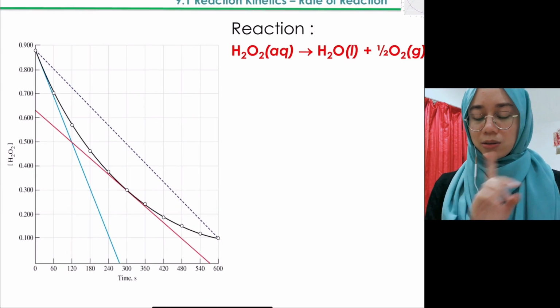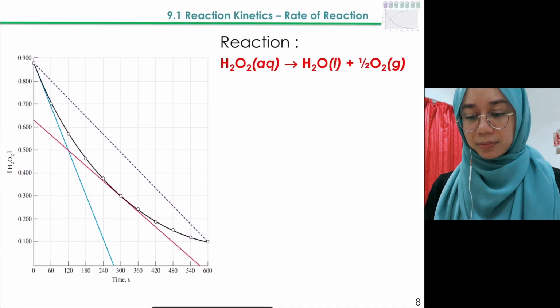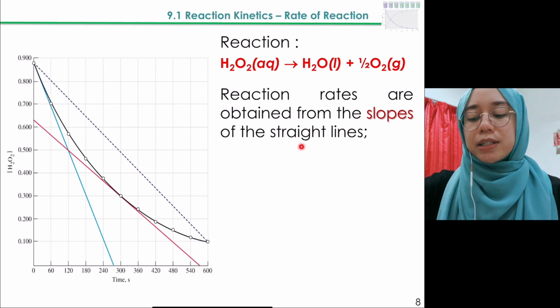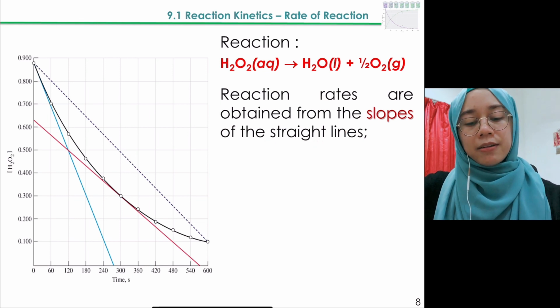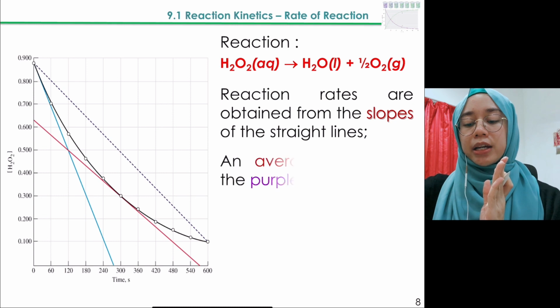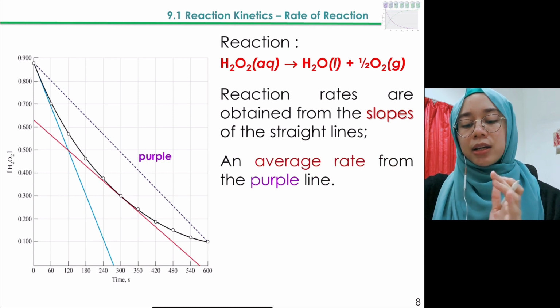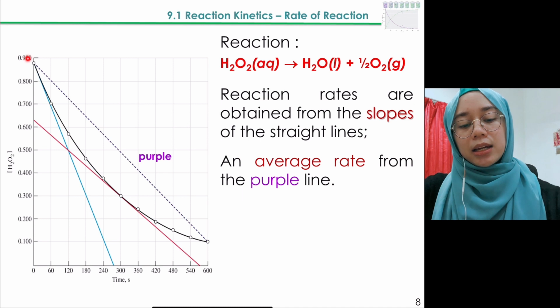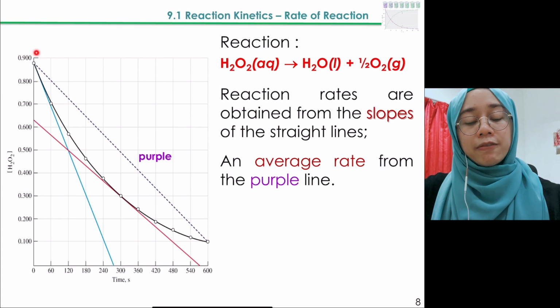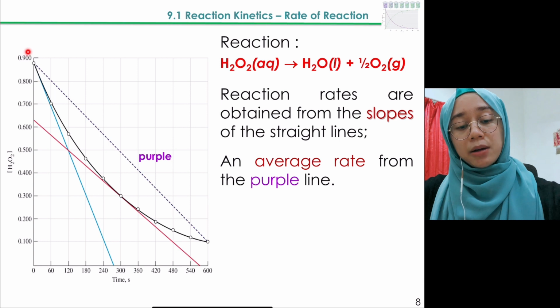Okay, so apa kita nak tengok tadi? Alright, graph ni. So the reaction rates are obtained from the slopes of the straight lines. Okay, so sebab graph ni curve, so maksud in order untuk kita dapatkan rate daripada graph ni, kita akan buat satu straight line kan? Okay, daripada slope dia. So basically average rate adalah the purple line, yang dash line dekat sini. Okay, so average rate ni kita memang ambil daripada awal yang initial punya value, kita pergi kepada the final one. Okay, so itu adalah average rate.